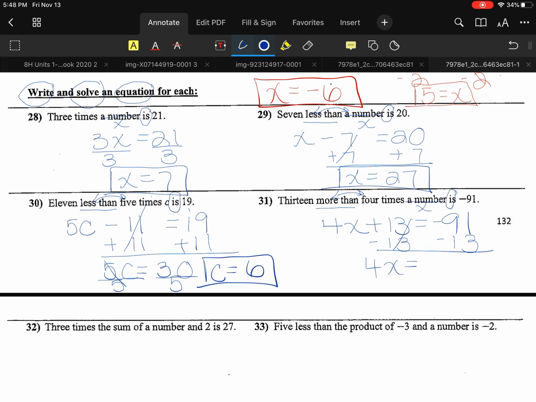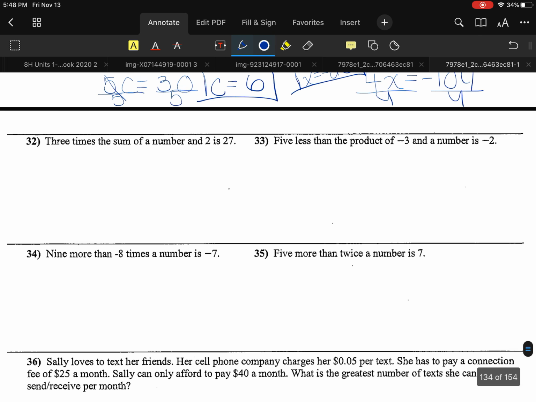4x equals negative 91 minus 13, negative 104. Divide both sides by 4. X equals negative 26. And again, box up those answers so it's nice and clear and easy to read.